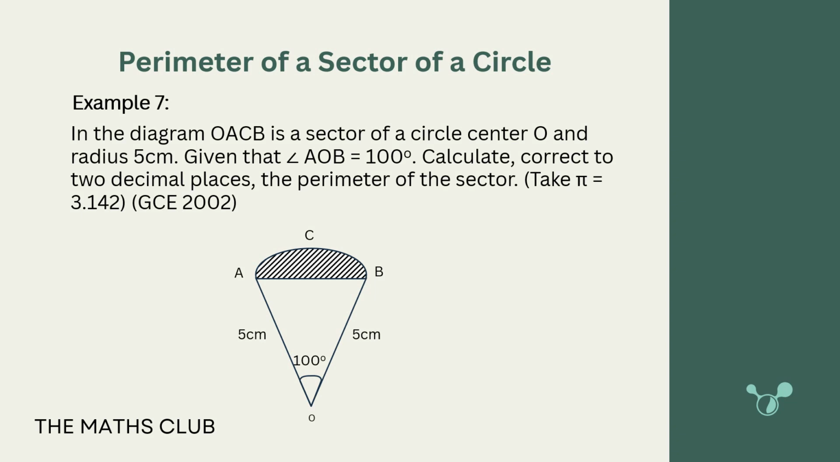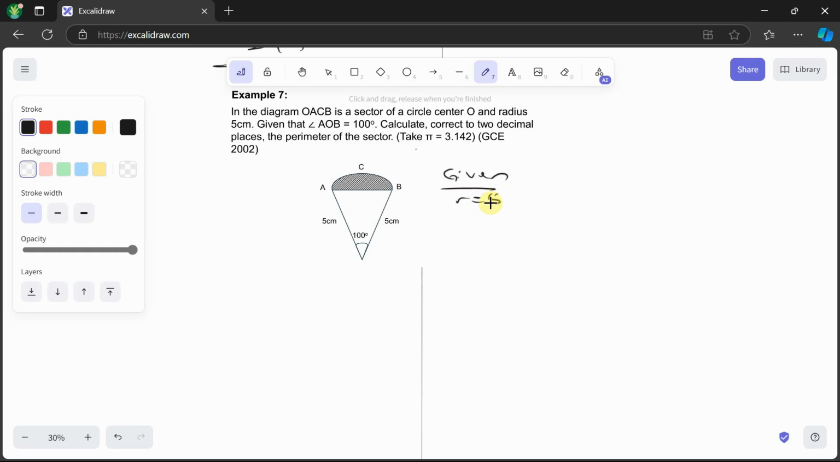Welcome back. Let's solve it together. We're told that r is 5 centimeters, that theta is 100 degrees, and that pi is 3.142. So we know that P is 2r plus theta over 360 times 2 pi r.